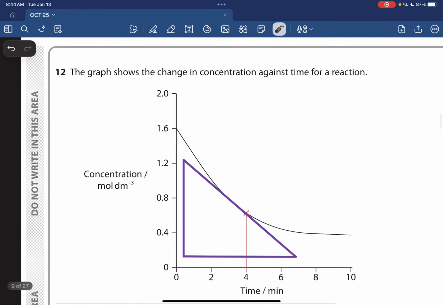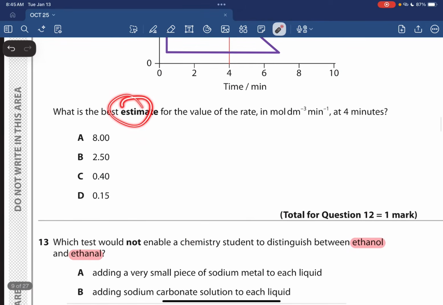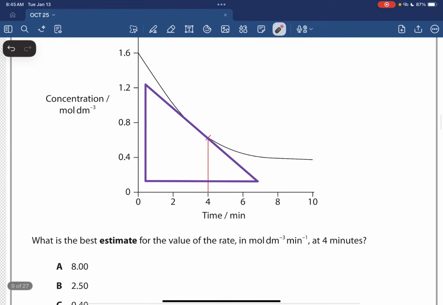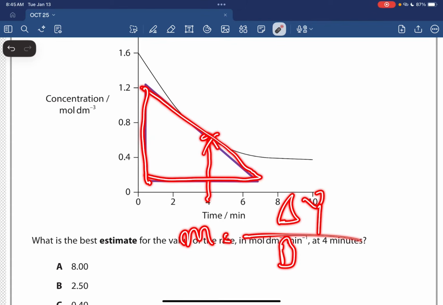The graph shows the change in concentration against time for a reaction. Okay, so what is the base statement for the rate? Rate is the gradient of this concentration-time graph. Now they have given you the criteria to figure out the rate at 4. So at exactly 4, you're going to draw a tangent like this. As this is an approximate, you then use m equals del y by del x. You have to find the gradient. You take two y values and two x values and figure this out.